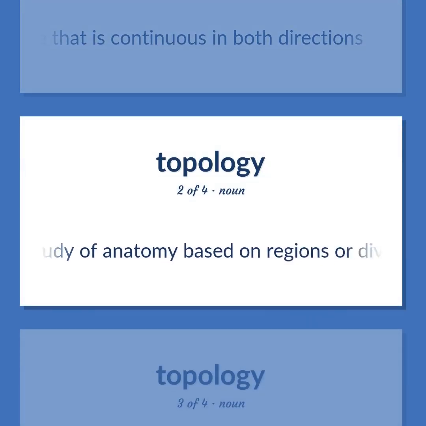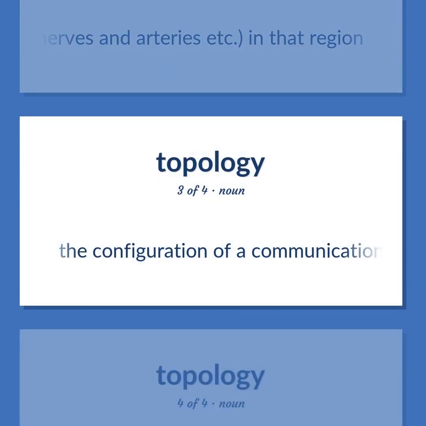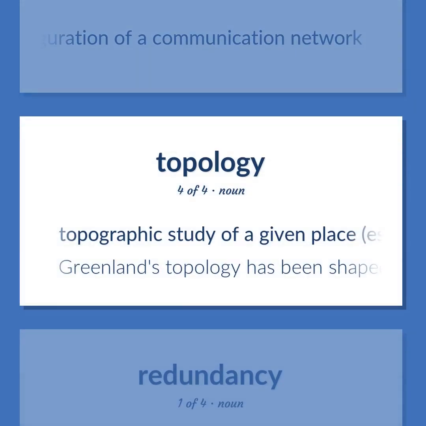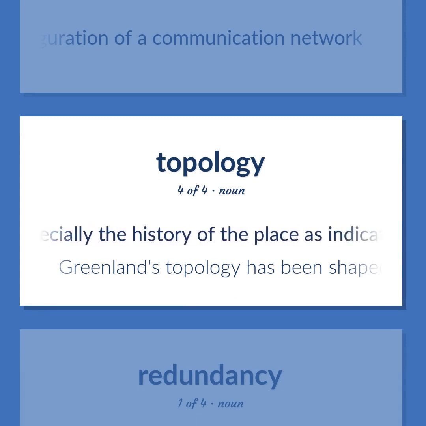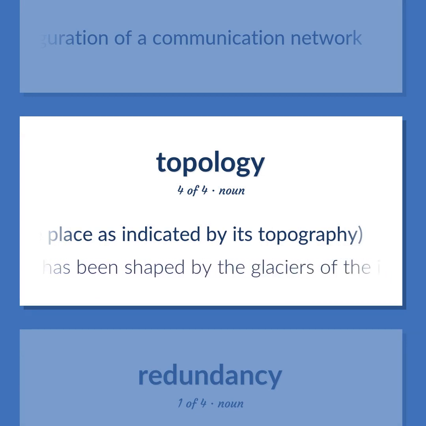The study of anatomy based on regions or divisions of the body and emphasizing the relations between various structures, muscles and nerves and arteries etc., in that region. The configuration of a communication network. Topographic study of a given place, especially the history of the place as indicated by its topography. Greenland's topology has been shaped by the glaciers of the Ice Age.